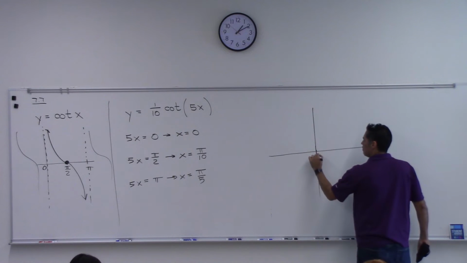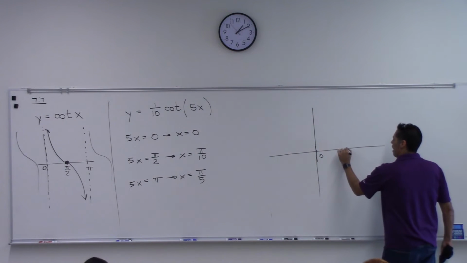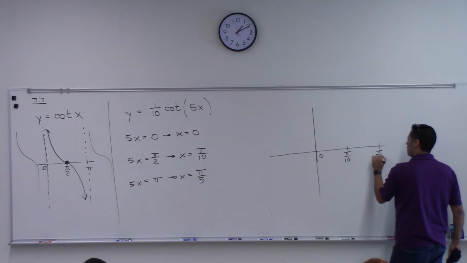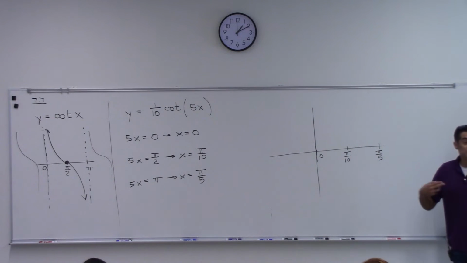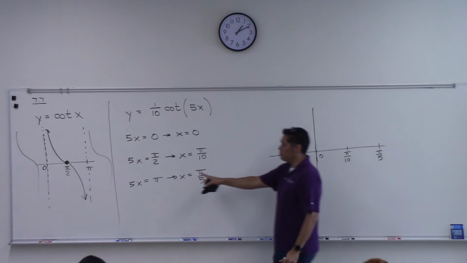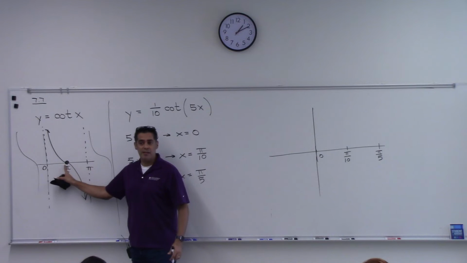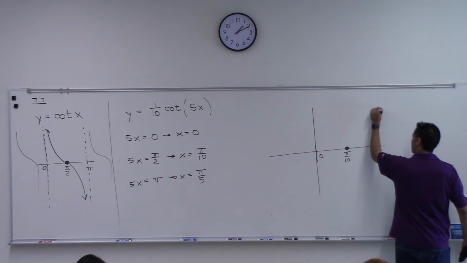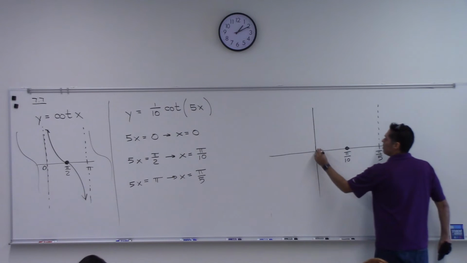Here's 0. Let's see, pi over 10, I'm going to put it here. Pi over 5 is here. And then I need to know what I'm putting at these points, right? Because it's a cotangent function, I know the middle point is where I have the x-intercept. And I know at the two edges is where I'm undefined.